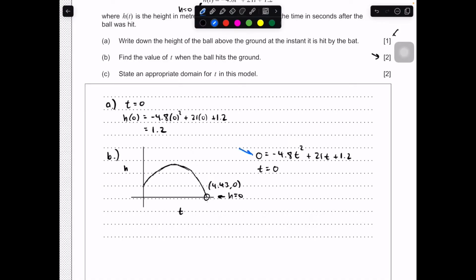You could set the height equal to 0 and the value of t is equal to 4.43, or you could draw a sketch and then label the coordinate point where the ball has a height of 0 and label the time for that. So 2 method marks: substitute 0, find the value of t, or sketch and then show the coordinate point.